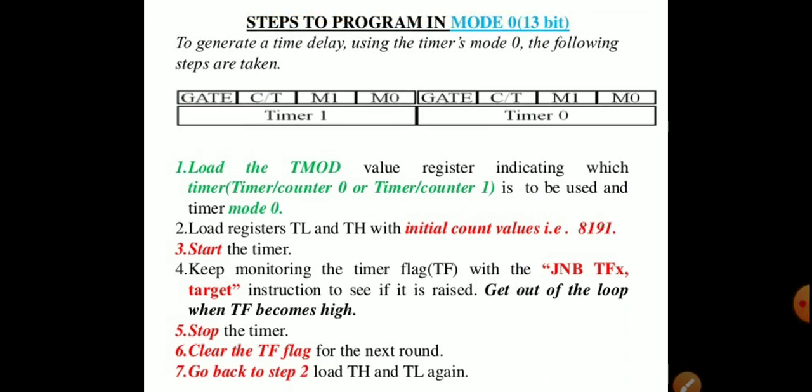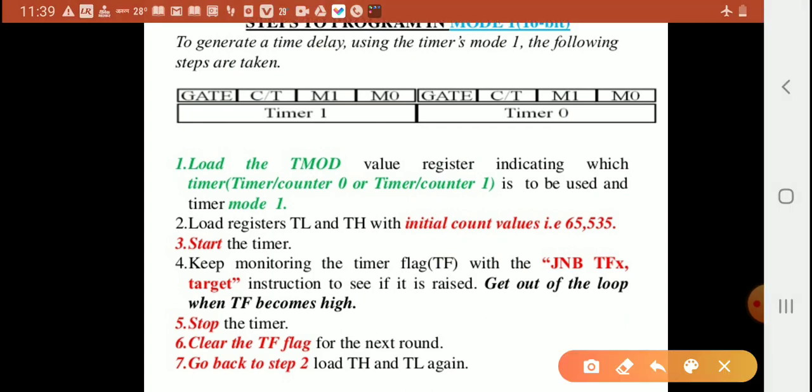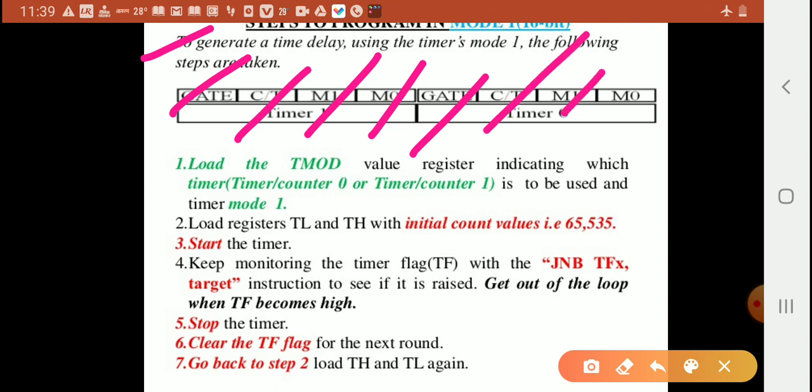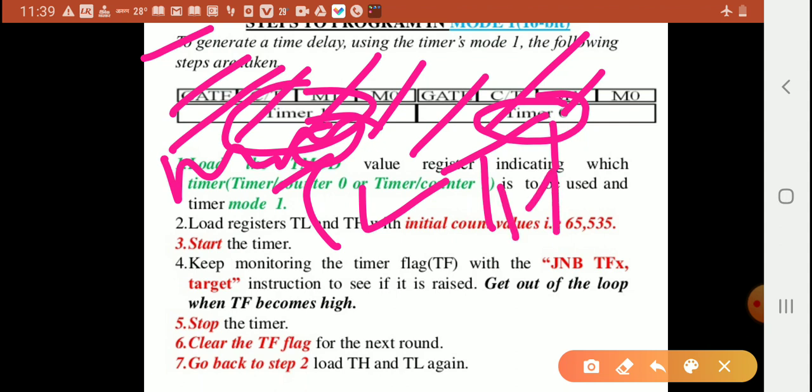This is the 16-bit timer mode 1. To generate a time delay using timer mode 1, the following steps are taken. Gate, C over T, M1, M0, gate, C over T, M1 and M0. This is the low and this is the high. Load the TMOD register value indicating which timer, 0 or 1, is to be used, in timer mode 1. Load registers TL and TH with the initial count value.